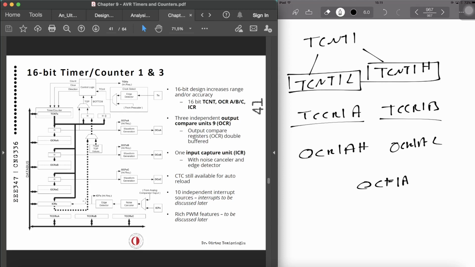So this is the architecture of it. 3 independent output compare units, so 3 OCRs, output compare registers, double buffered, 1 input capture unit, ICR, which is over here, and CTC is still available for auto reloads. 10 independent interrupt sources, which we are going to discuss later, and it also offers rich PWM features.